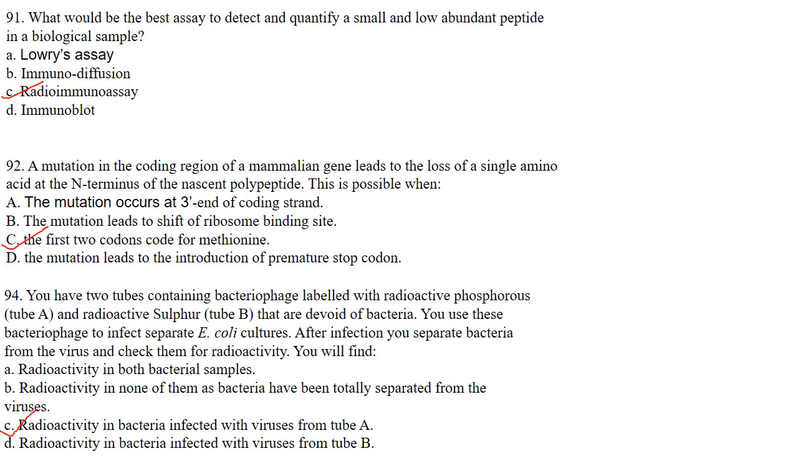Then, what would be the best assay to detect and quantify a small and low abundant peptide in a biological sample? So it is radioimmunoassay. It is an in vitro assay that measures the presence of an antigen with very high sensitivity. Basically, any biological substance for which a specific antibody exists can be measured even in minute concentrations. So the answer is option C, radioimmunoassay.